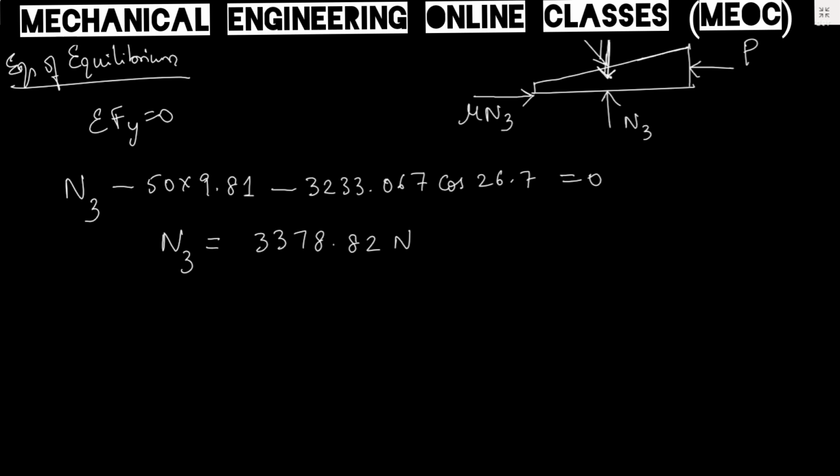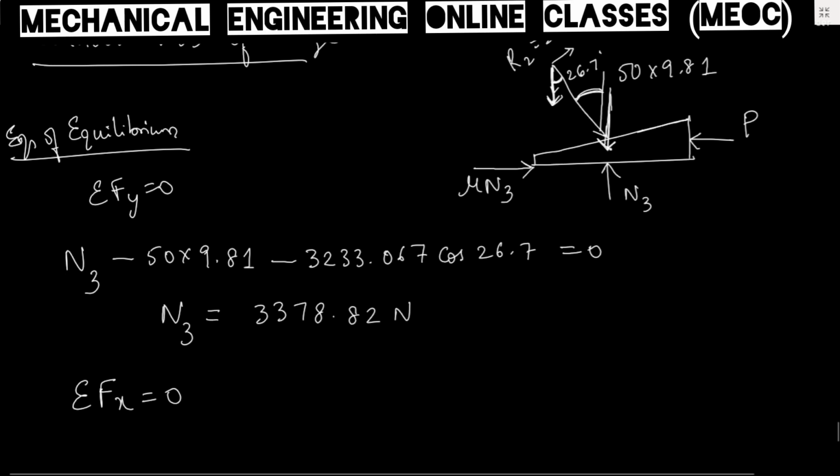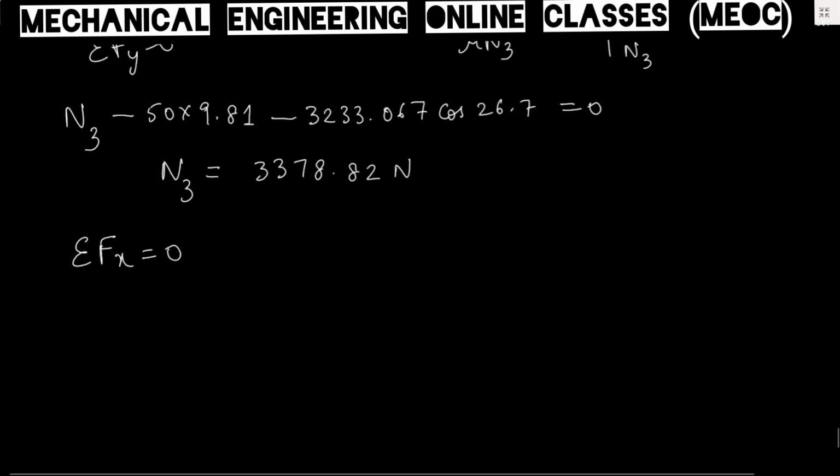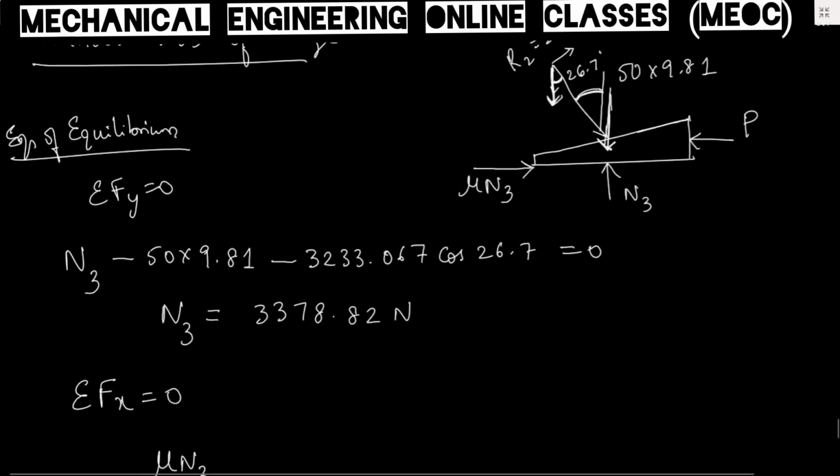P could be, because we said the advantage of wedges, with smaller input we get relatively higher normal reactions. So for which we have to find P. Therefore let us go with sigma Fx equal to 0, another equation of equilibrium. The rightward forces are positive, the leftward forces are negative. So we have mu N3 is a rightward force.